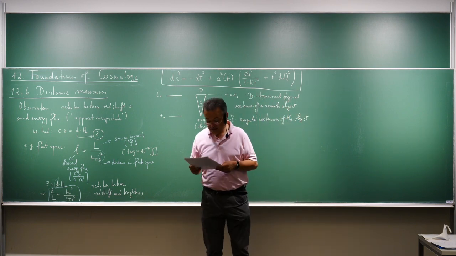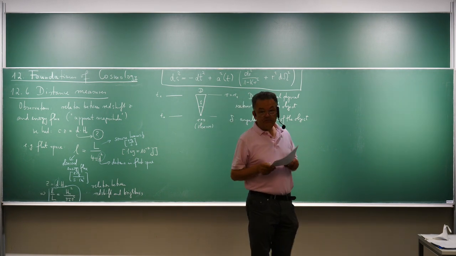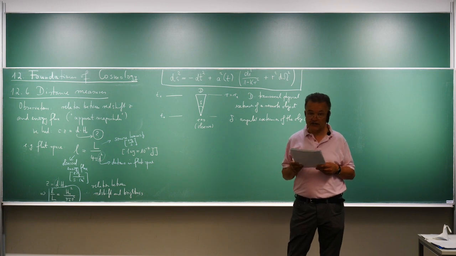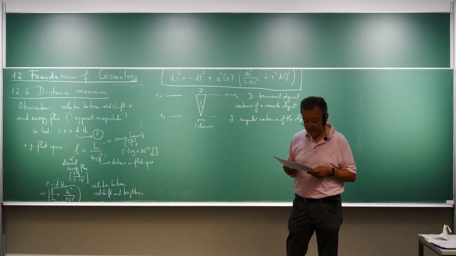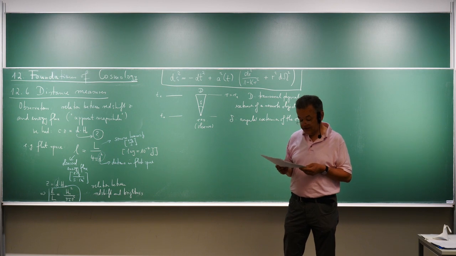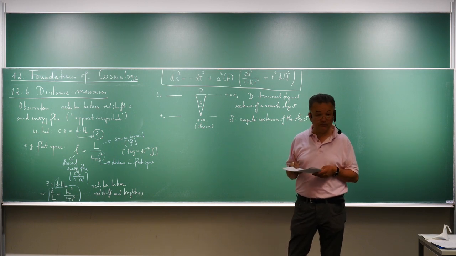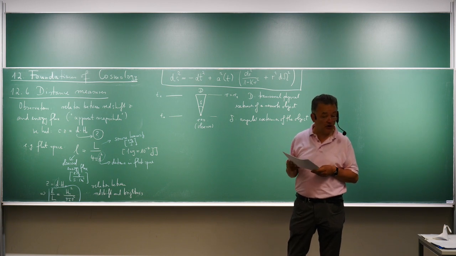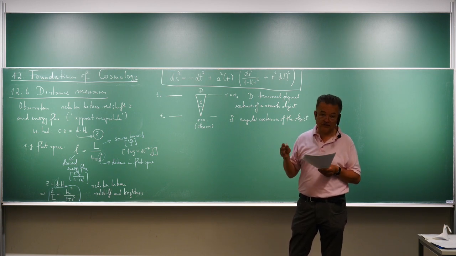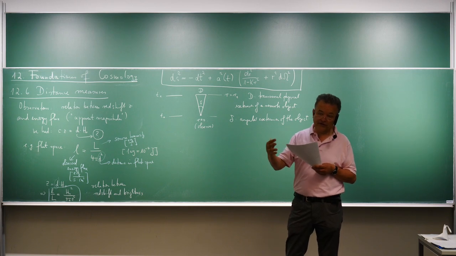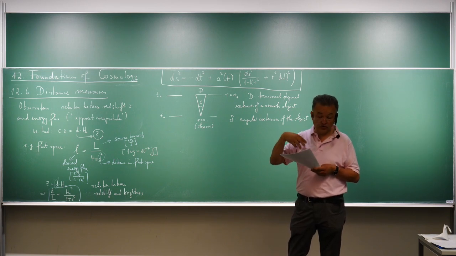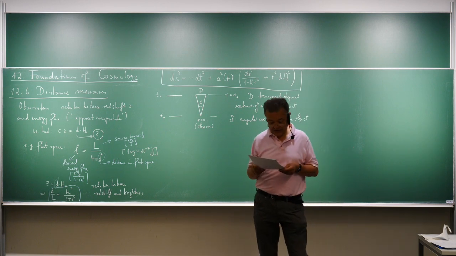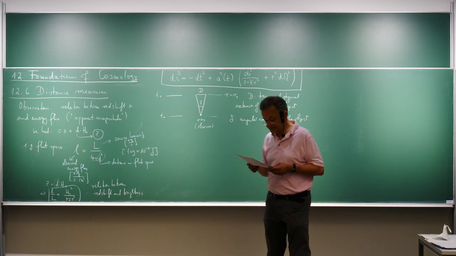Now, there are basically three different distance measures that astronomers use. These are the so-called angular distance, the proper motion distance, and most importantly, the luminosity distance. So I give you the definition of all the three, and then I show you that they're in fact related. So if you know one of them, you also know all of them. And I will then argue that the most important one is the luminosity distance.